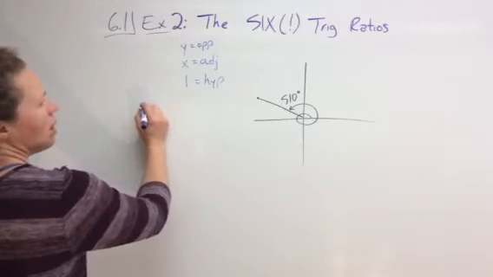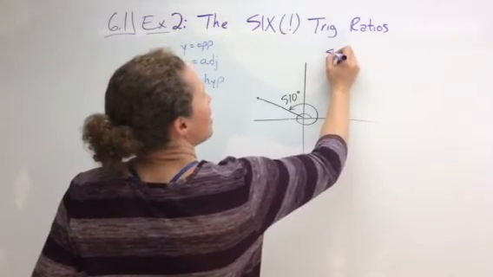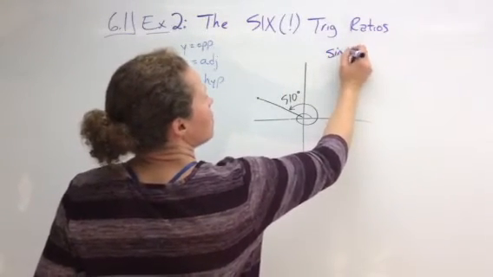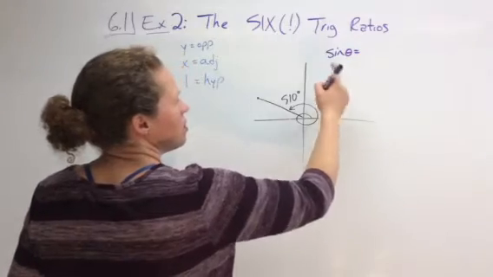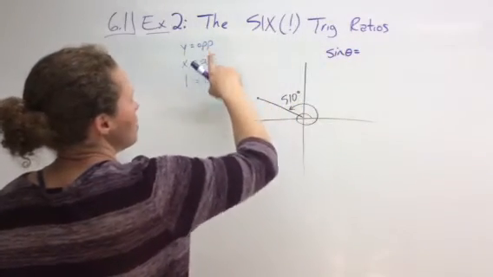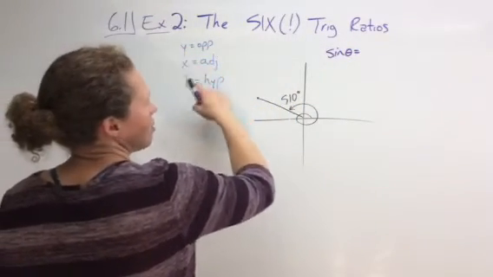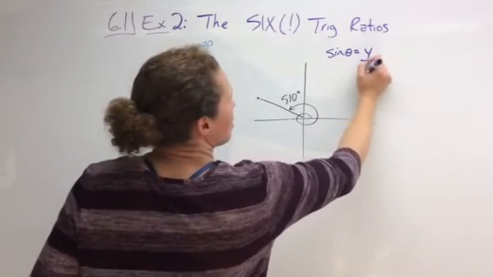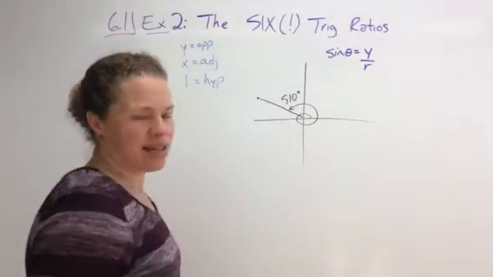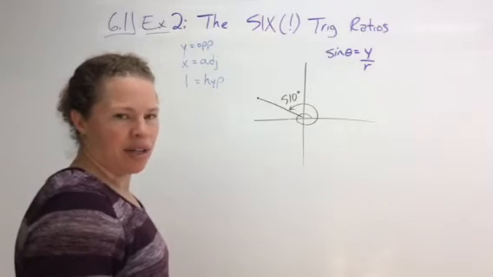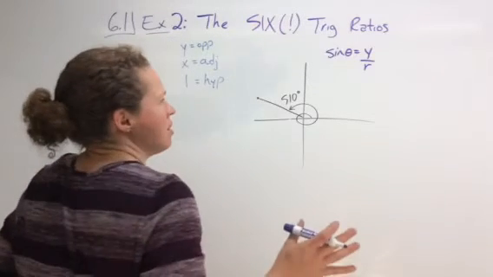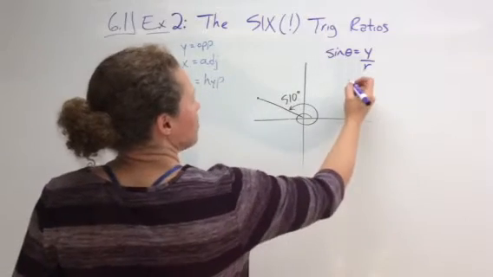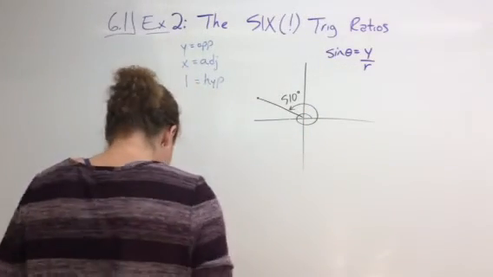So I'll write them over here. Sine of theta is going to be equal to sine is opposite over hypotenuse, so it's y over 1, so it's just going to be y. But we can write it y over r, just in case r, the radius, isn't 1, we can just keep track of it that way.